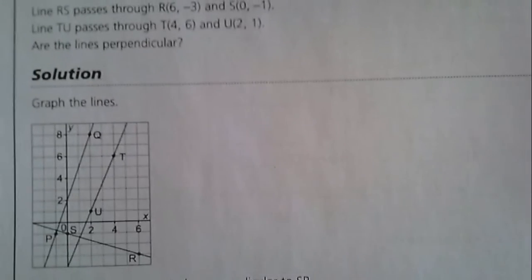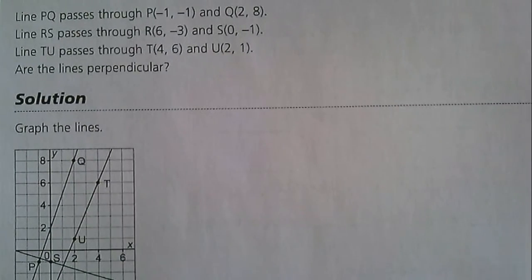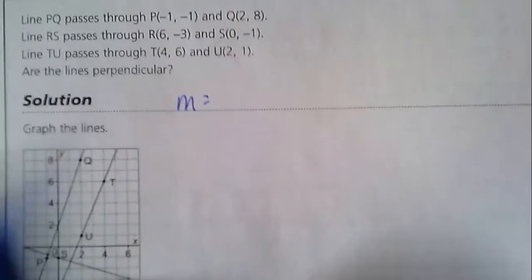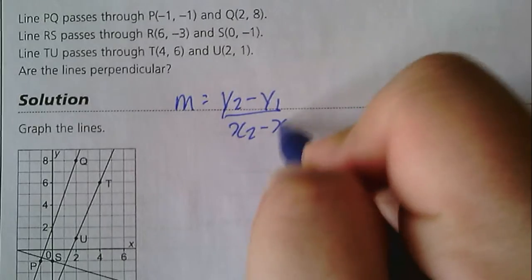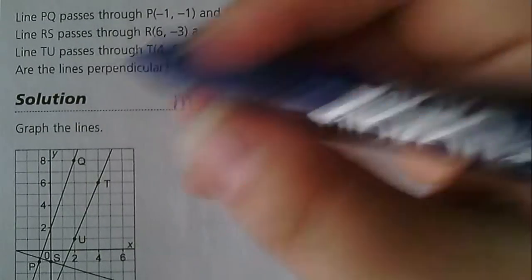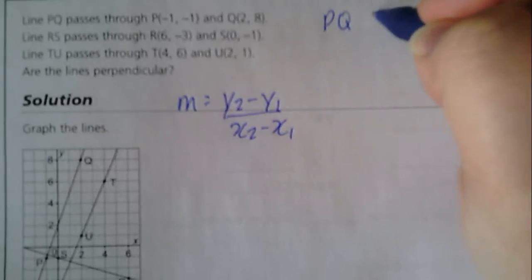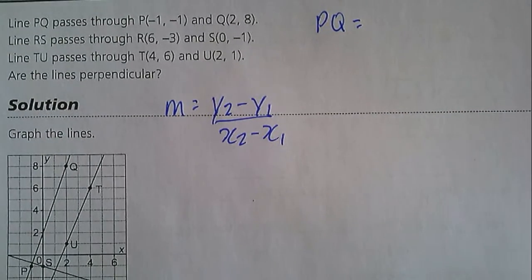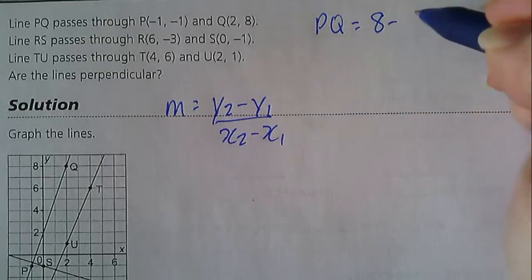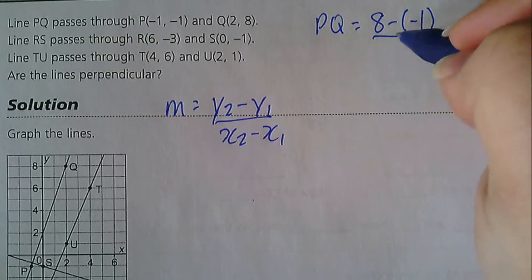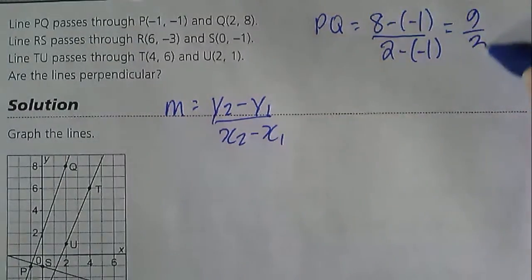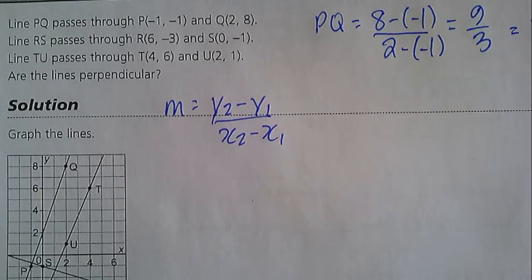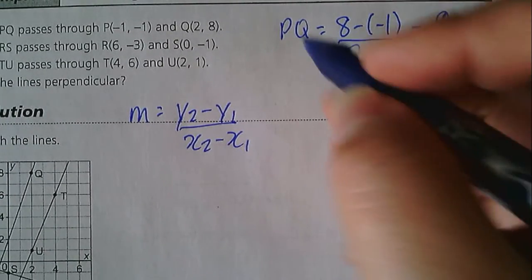Now, since they've given us ordered pairs above, we can actually just use those ordered pairs to find the slope of each of those lines. If you remember, slope can also be equal to y2 minus y1 divided by x2 minus x1. So let's do the slopes for each of these. For line PQ, we have 8 minus -1 over 2 minus -1. That ends up as 9 over 3, and we can further simplify that to equal 3. So that's the slope of that line.